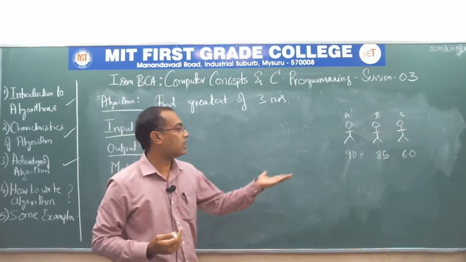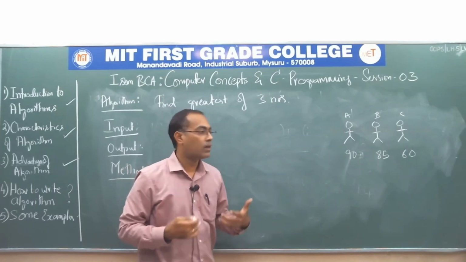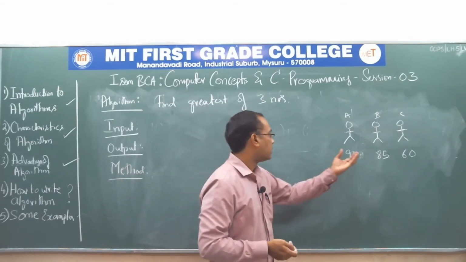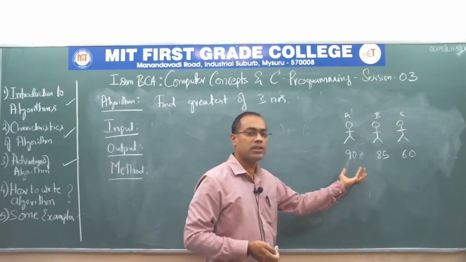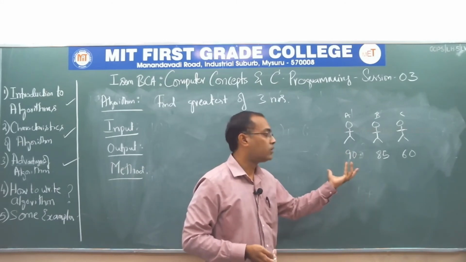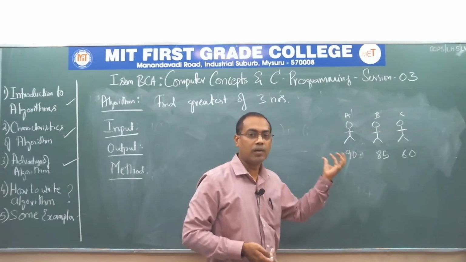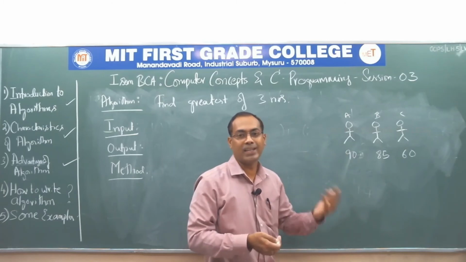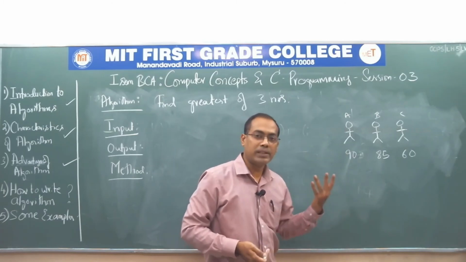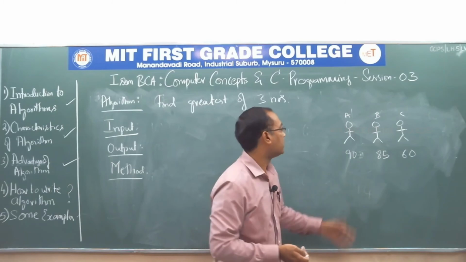Human beings are very intelligent. Looking at the numbers, we have been trained how to find out which is the greatest. So we can come to know that the greatest is 90. But we need to teach the computer how to find out by writing down the steps. What would be the steps? The steps would be like this.